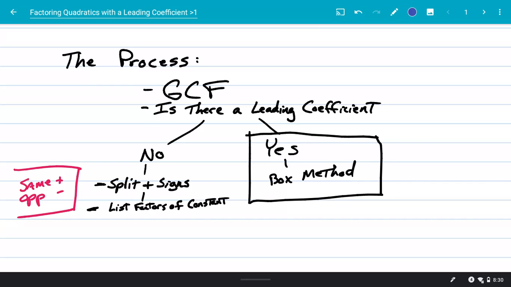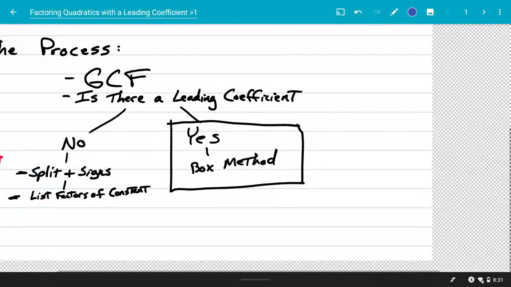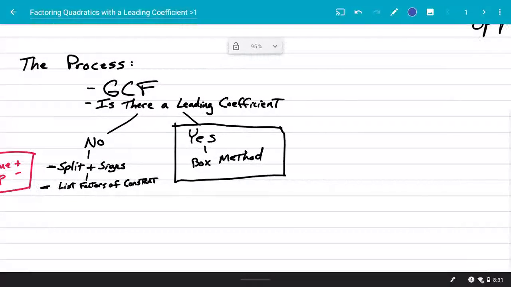If there's no leading coefficient, this is what we spent the first part of the unit working on, splitting signs. Just as a quick refresher, let's make one up here. Let's go x squared plus 7x plus 12. And we'll set that equal to 0, right? Yes, we like it equal to 0 because that's what we're looking for, zeros. So if I ask my question, is there a GCF? Everybody would say, No. Is there a leading coefficient?